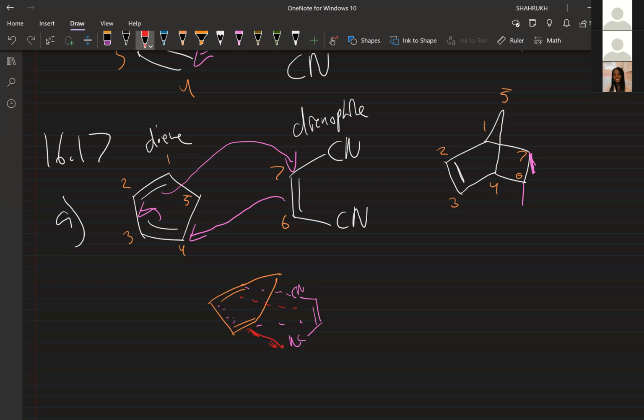So in this case, both our CNs, let me just draw this all in white, are going to be downwards. So this is the endo product. This will be the major product that we get when we have a bicyclic molecule form.